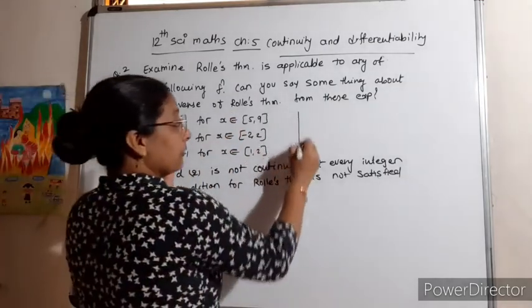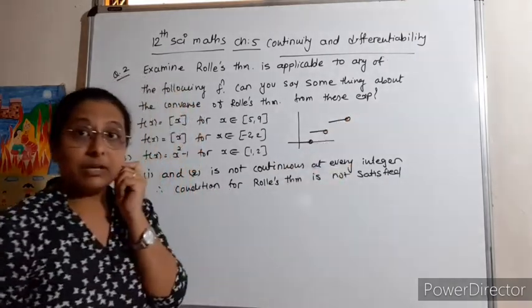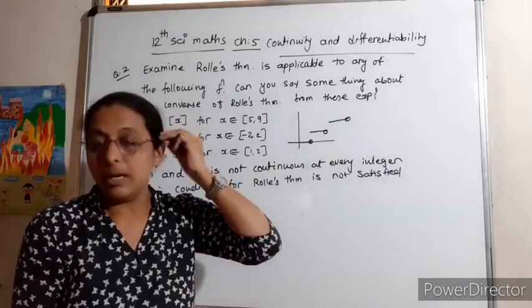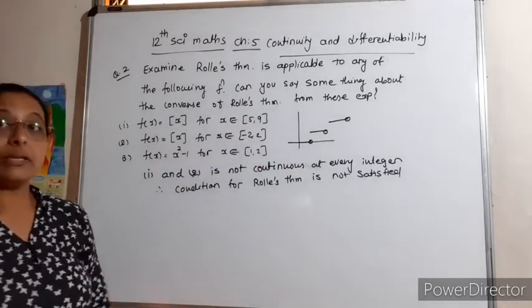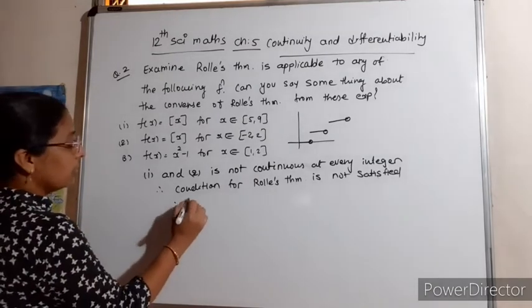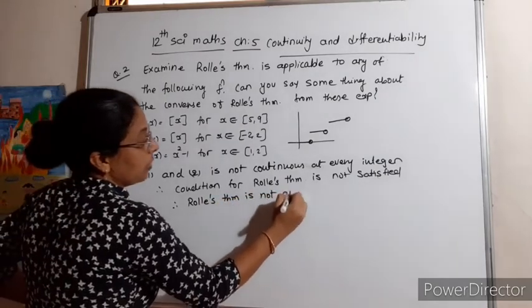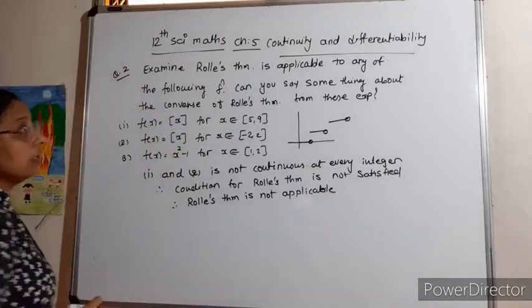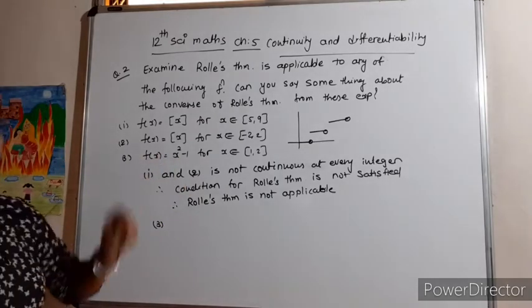We know that the graph of that is like this, right? And we know that at every integer it breaks. At every integer the value changes, and therefore here it is not continuous, so not differentiable. That means Rolle's theorem is not satisfied, and therefore Rolle's theorem is not applicable, right?